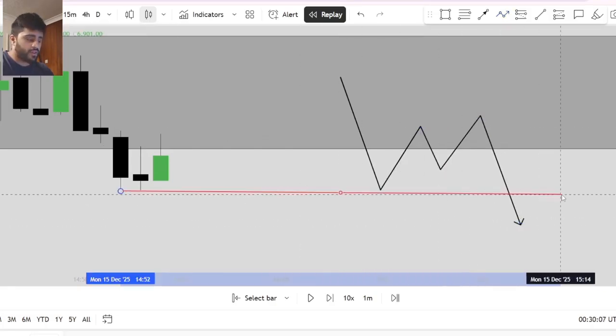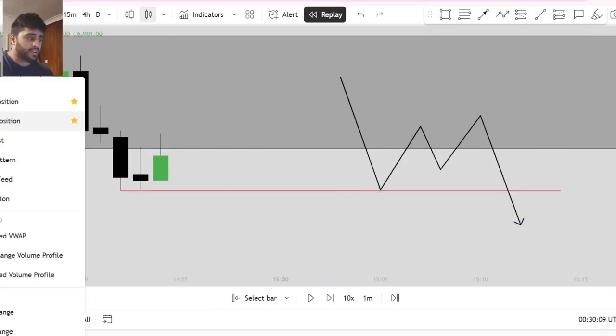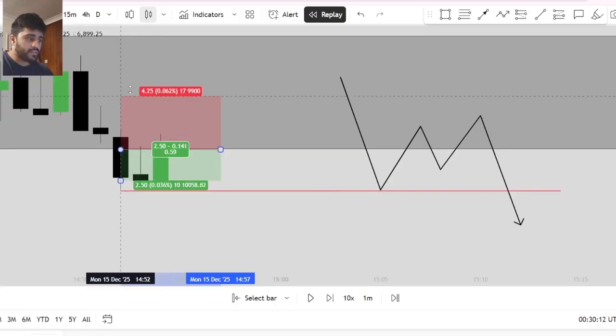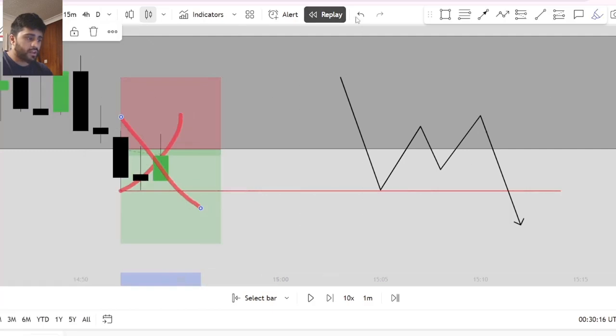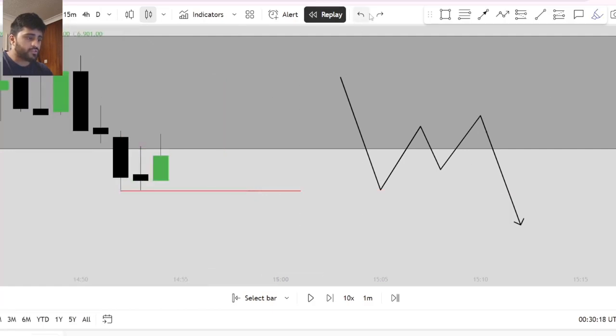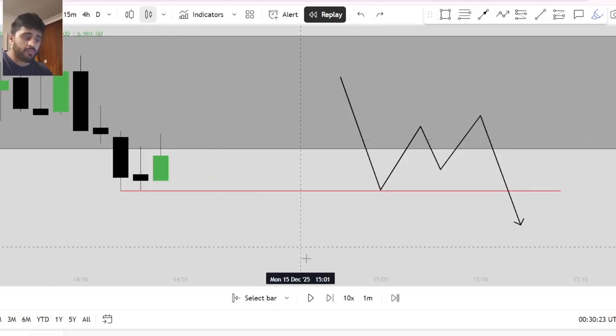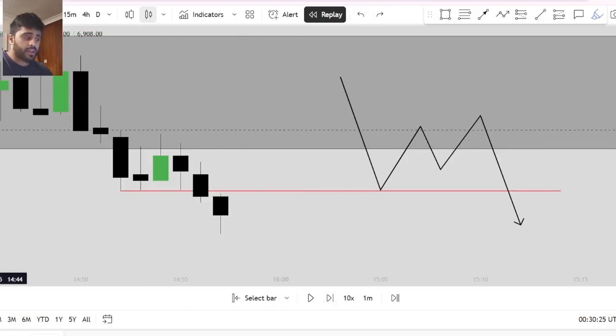So the whole purpose of having this break line is I don't enter here, right? I don't look to enter here. This is not my entry, right? That's not my entry. My entry comes after we retest the zone and we break below the red line. So that is my entry there, right? There was my entry here.